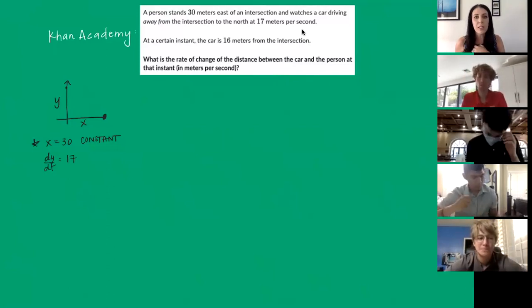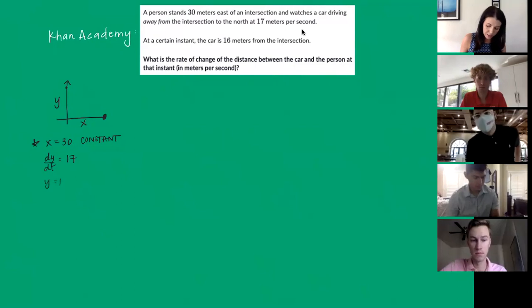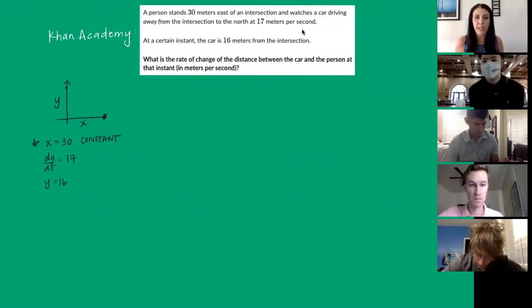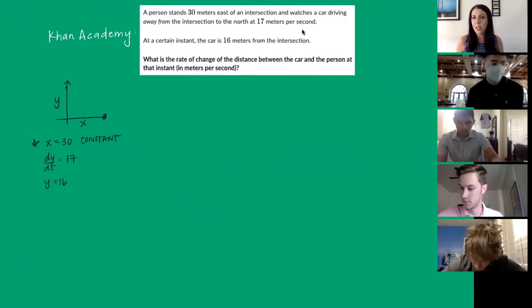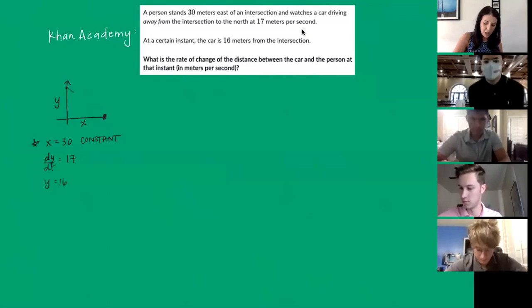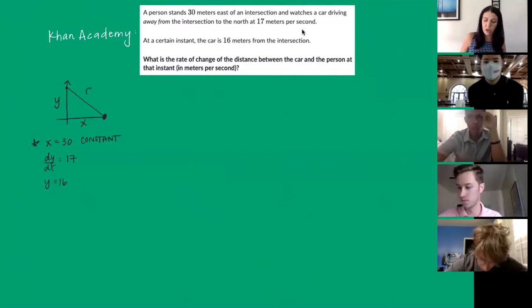And then it says at a certain instant, the car is 16 meters from the intersection. So someone else, what's that? Y equals 16. Y equals 16, perfect. Okay, now the question here gets a little tricky just to interpret, so I want to make sure we understand what we're finding. It says, what is the rate of change of the distance between the car and the person at that instant? Some people think you need a distance formula or something like that. The distance, like how it's changing, is this length right here. That's the distance from the person to the car. And that we would normally just call R, but we are not looking for R, we're looking for what?